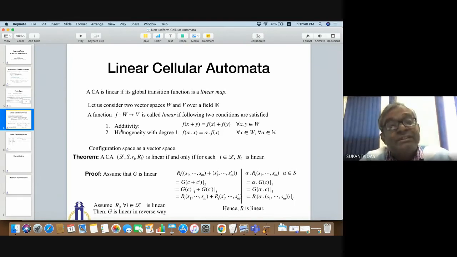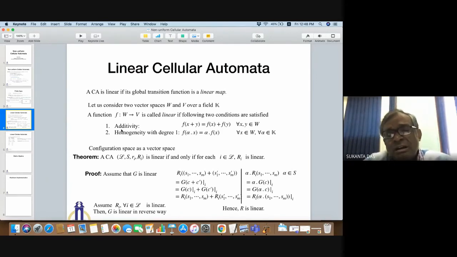Now it's a theorem. This theorem we have proved also in a different fashion; the previous theorem was that a CA is linear if and only if the rule R is linear. It is similar to before. Here I am saying a CA over L with local rules Ri is linear if and only if for each i in L, Ri is linear.